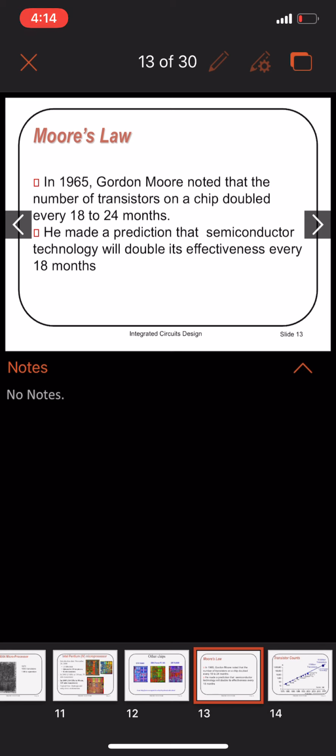In this slide, we will discuss Moore's law. In year 1965, Gordon Moore noted that the number of transistors on a chip doubled every 18 to 24 months. He made a prediction that semiconductor technology will double its effectiveness every 18 months. Gordon Moore was the founder of Intel, and his prediction drove the semiconductor industry for almost 60 years.